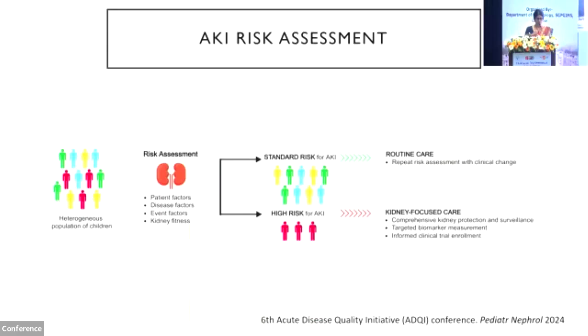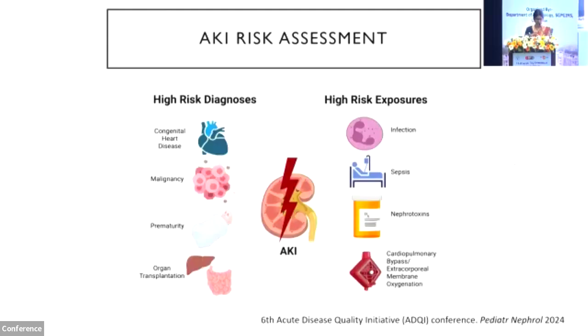Accurate identification of children at risk for AKI is critical and involves patient factors, disease factors, event factors, and, like the previous speaker said, kidney fitness. And these are the distinct high-risk diagnoses and exposures that increase the risk of acute kidney injury in hospitalized children. Prematurity and low birth weight are some of the high-risk groups, along with congenital heart disease, transplantation, and exposures like infection, sepsis, nephrotoxins, and cardiopulmonary bypass.